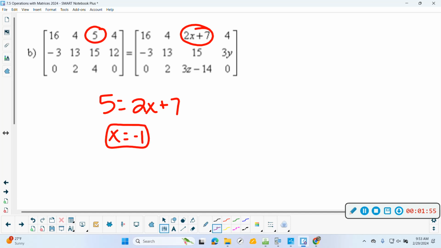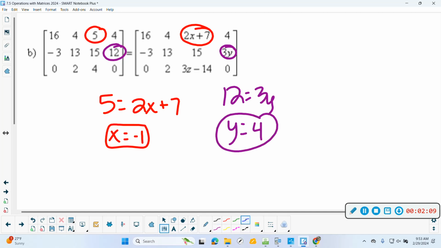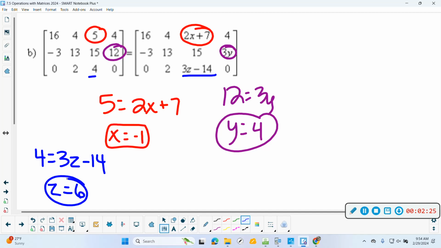Okay, let's do y. So I find my y expression. What number does that correspond to in the first matrix? 12, probably. Already got the answer in your head. Y is 4. This seems way too easy after Gauss-Jordan. I don't like it. Okay, 3z minus 14, what does that match up to? 4. Solve it. You can do that in your head. Z is what? 6. So there is equality of matrices. Any questions about that? Pretty exciting, I know.